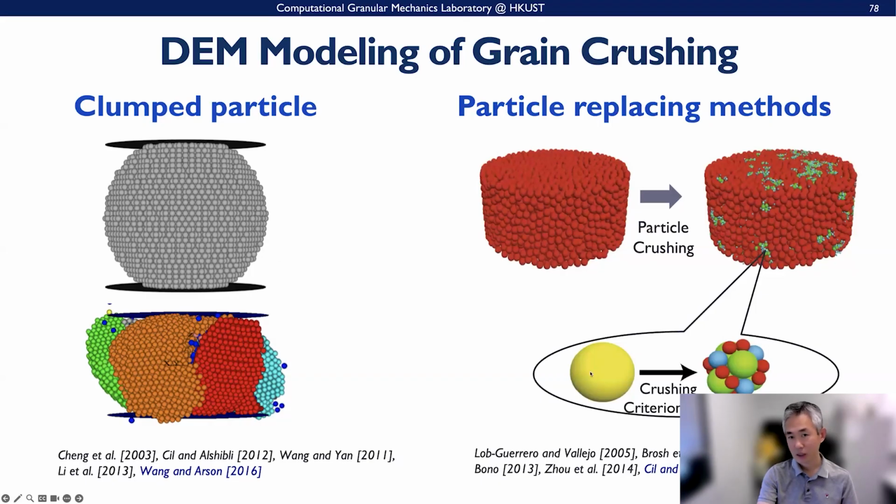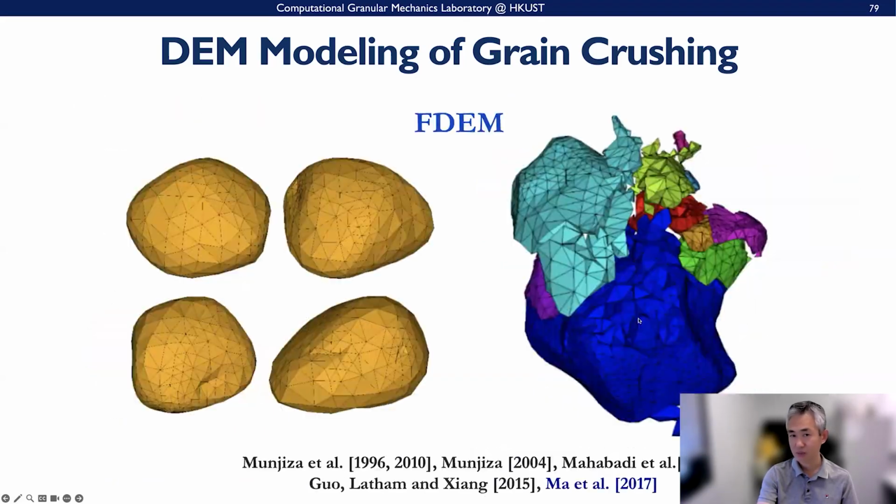Another one is called the particle replacing method. We use spherical particles, and when the crushing criterion is met for certain particles, we let them break into a number of small particles with a certain grain distribution and replace them at this position. So this is called the replacing method. The third one is FDEM, similar to the multi-particle FEM, where we discretize each individual particle by an FEM mesh and then let it crush.